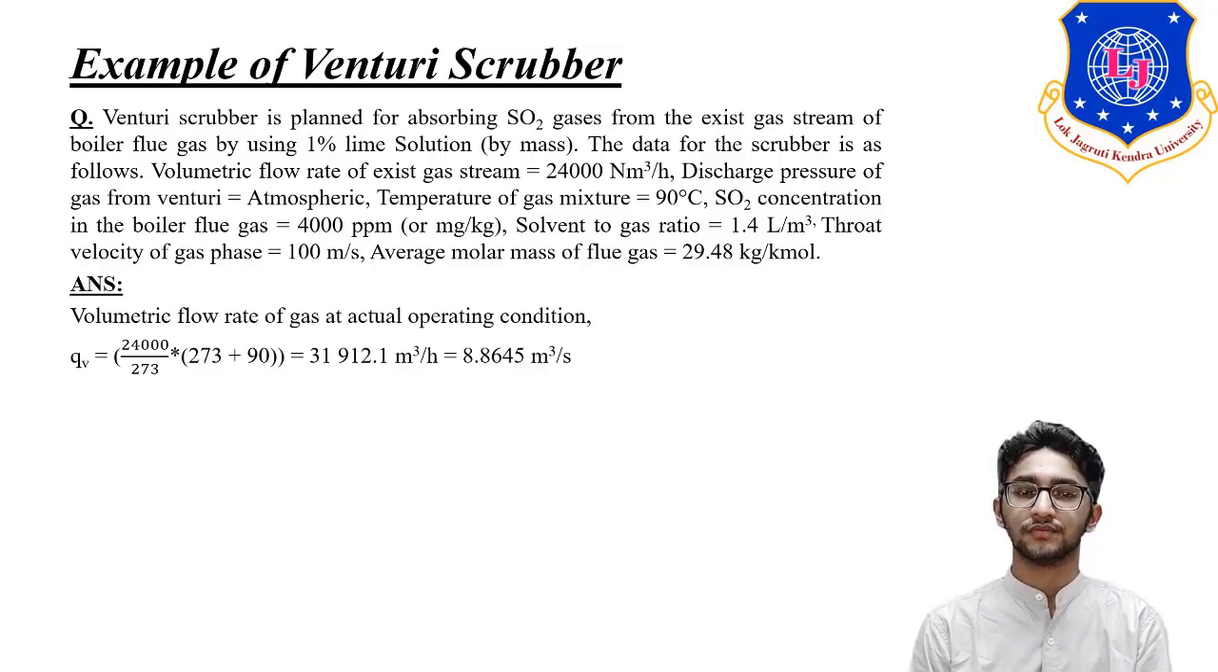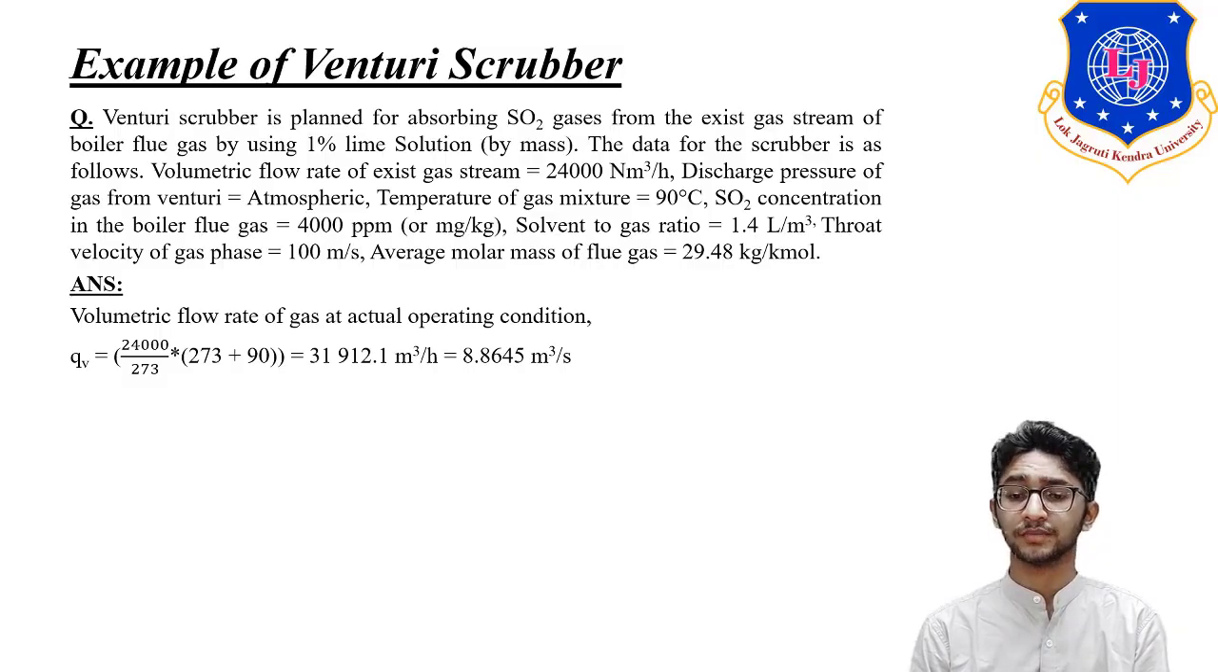First of all, we will find out the volumetric flow rate of the gas at actual operating condition. So Qv equals 24,000, that is at normal conditions, so 24,000 divided by 273 multiplied by (273 plus 90), that is temperature. So we will get the answer as 31,912.1 meter cube per hour.